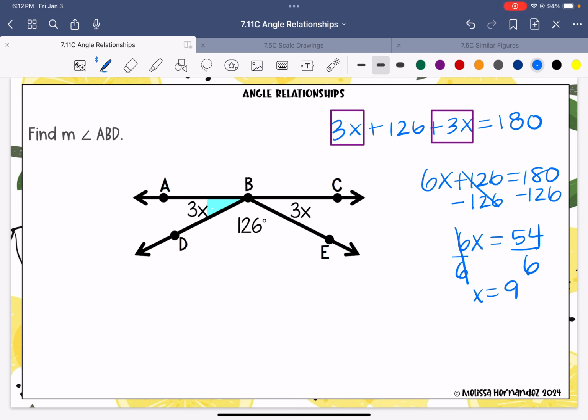That is not my answer. So what I have to do is substitute 9 for x. And 3 groups of 9 is 27. So it's 27 degrees. Sometimes test questions will trick you and it'll say what's x, and then it also asks for measurement. And so just pay attention to what the question is asking.